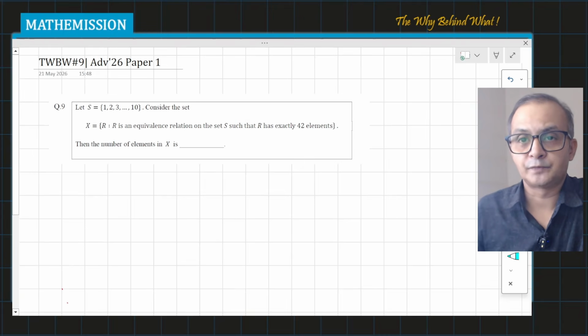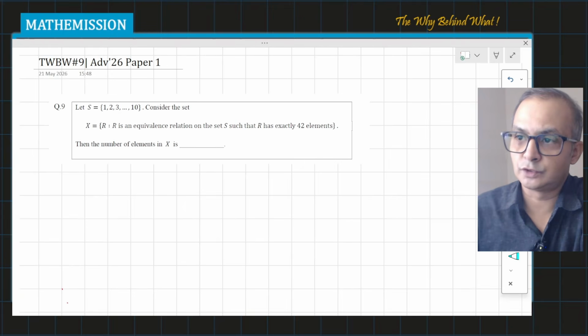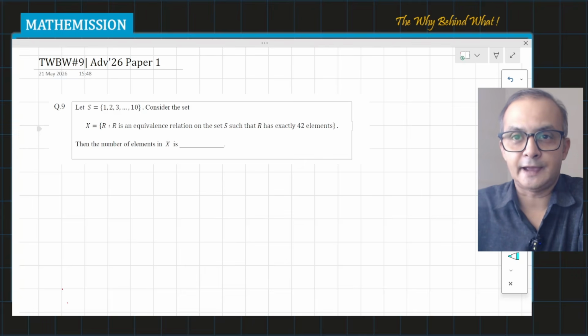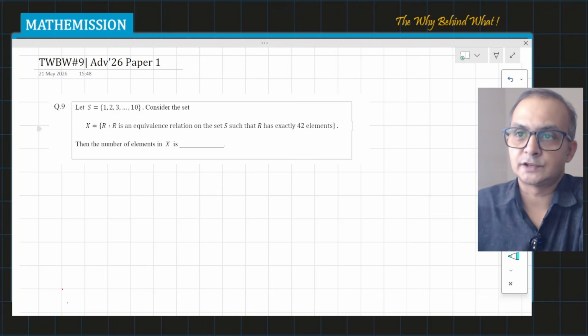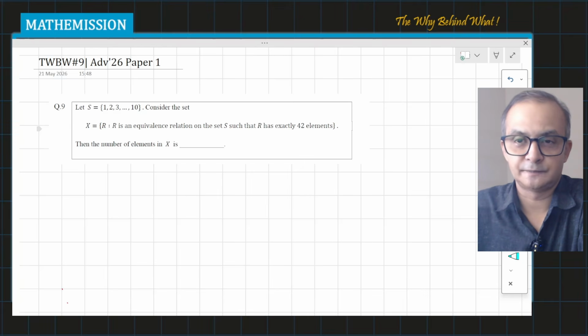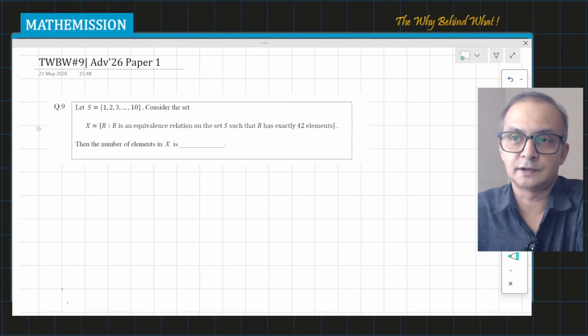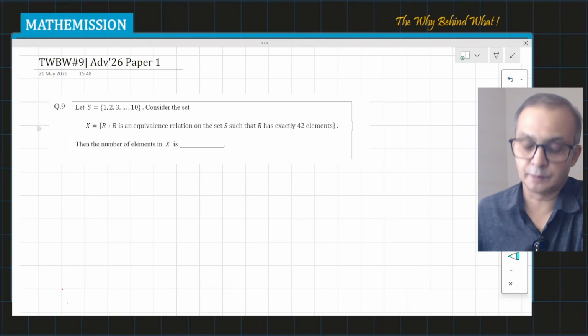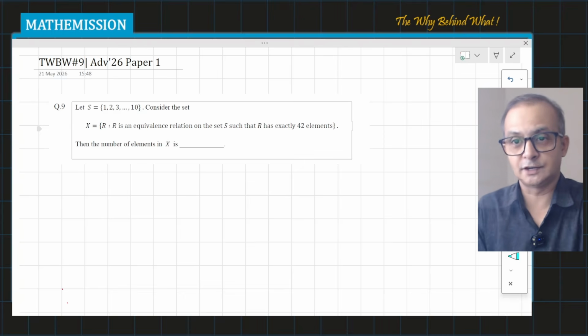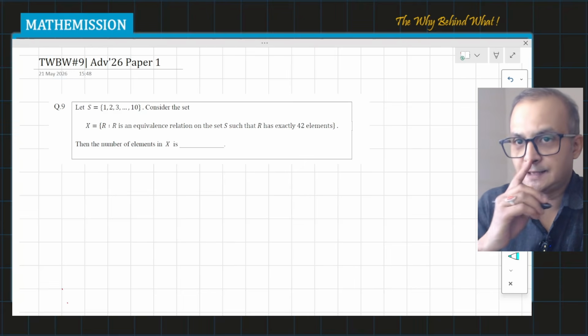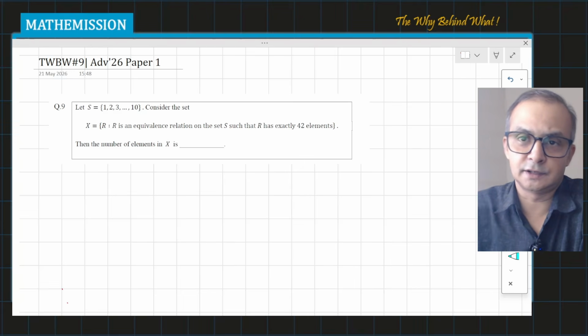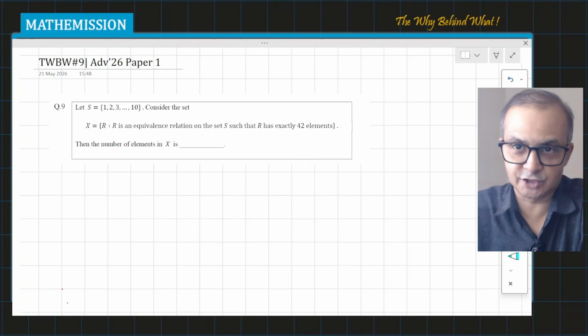So the question is: S equal to 1 to 10 is a set given, and X is a collection of all the equivalence relations R on the set S such that R has exactly 42 elements. So we need to construct equivalence relations, but the relation must have 42 elements, and we have to count the number of such equivalence relations. Let's try to construct the equivalence relation from scratch.